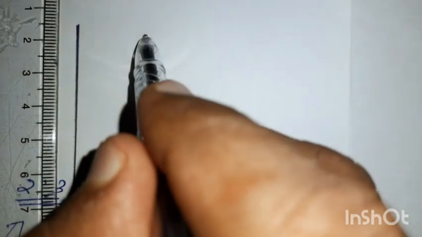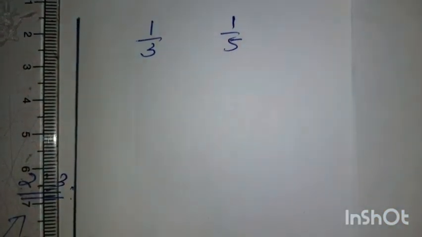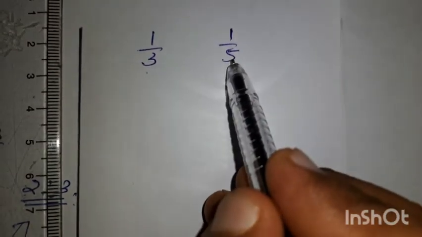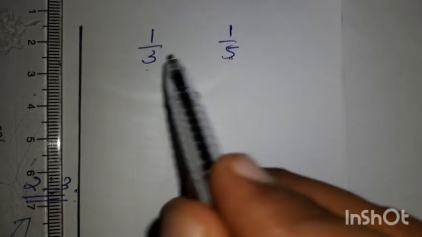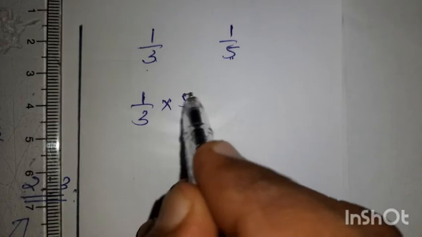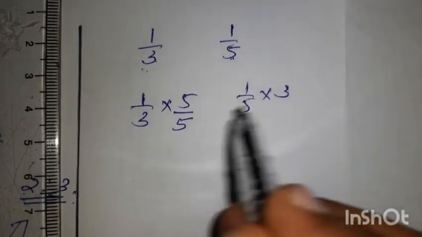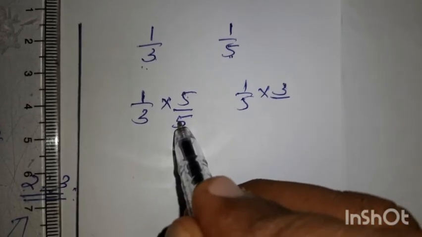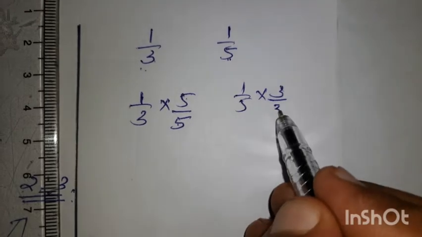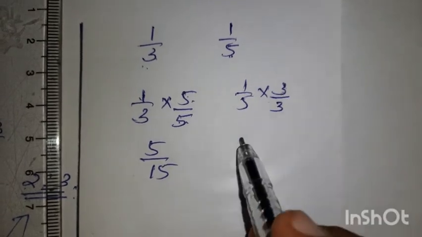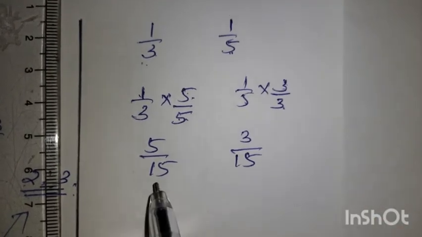Length of two things. One is 1 by 3 and another one is 1 by 5. Which is the common number you have to multiply? See here, 1 by 3 and 1 by 5. You have to multiply the denominator of 5 to this one. So 1 by 3 into 5 by 5, 1 by 5 into 3 by 3. And commonly you have to divide. So denominator and numerator should be multiplied with the same number. So 1 into 5, 5. 3 into 5, 15. 1 into 3, 3. 5 into 3, 15. So denominator become common now.